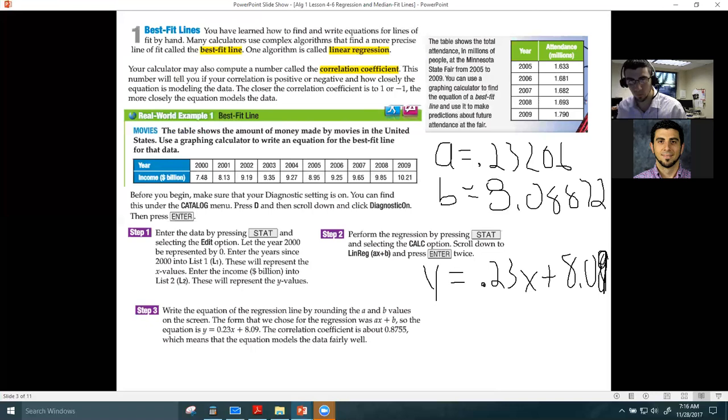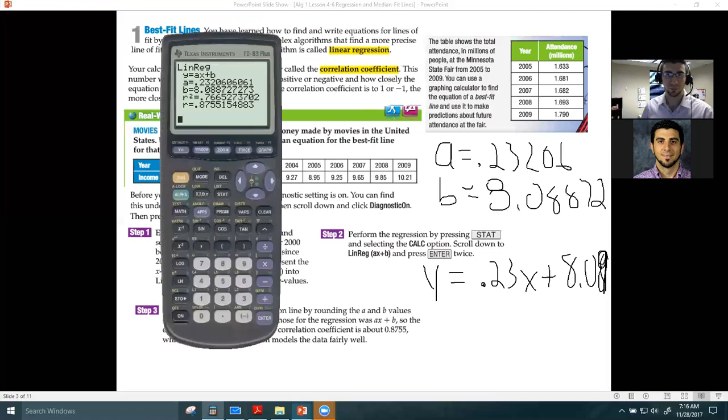Okay. So what I could do is go to my Y equals menu, put 0.23X plus 8.09, hit enter. Go to zoom, and then hit number 9, ZoomStat. And that's our line.